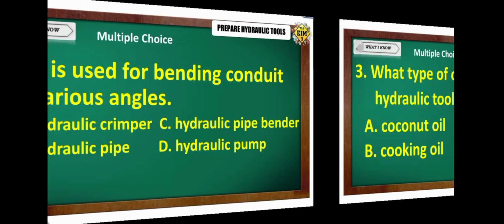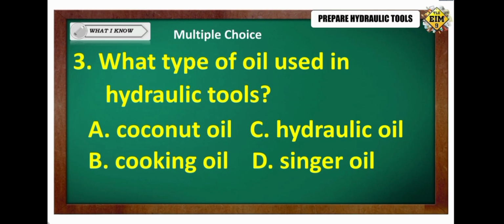And for number 3 question, class, what type of oil is used in hydraulic tools? A. Coconut oil. B. Cooking oil. C. Hydraulic oil. D. Singer oil. Choose the best answer, class.